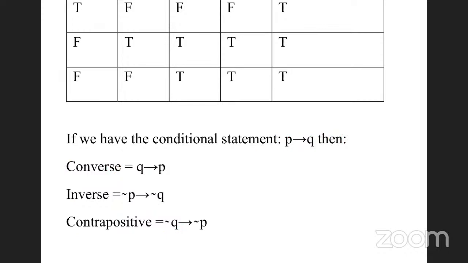I want to give you an example. Let's take the negation of P implies Q and find the converse, inverse, and contrapositive. Converse, inverse, and the contrapositive of this statement here. Negation of P implies Q.